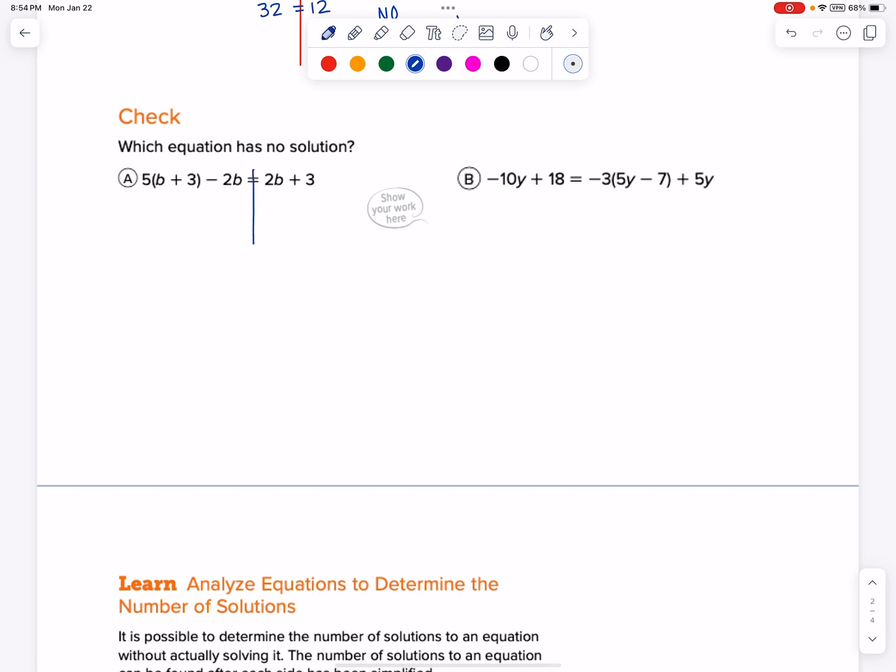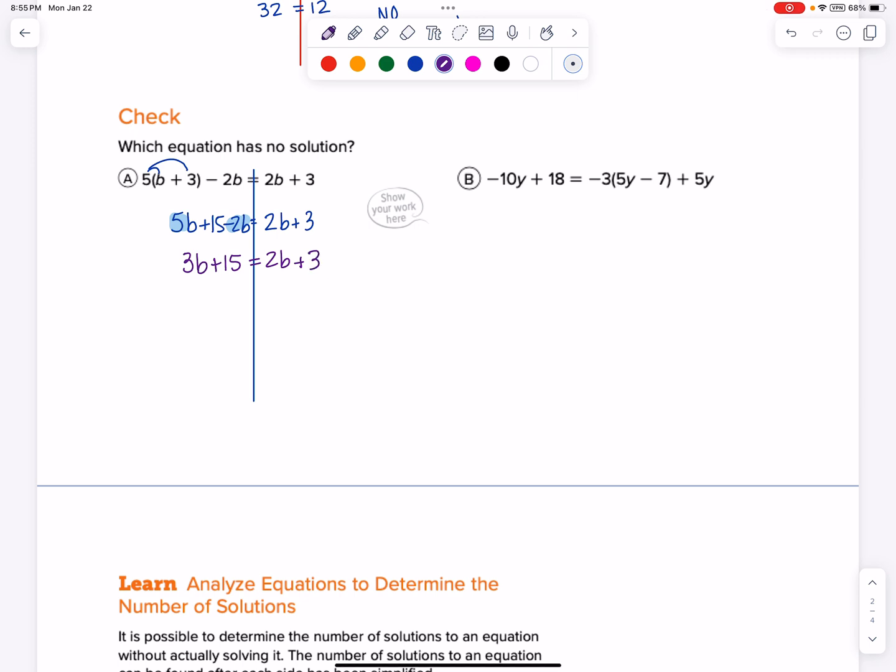So let's check A first, separate our workspace. Remember, step 1 is to simplify the expressions on both sides so that we can see what they look like. So we have 5b plus 15 minus 2b. Careful, make sure your b's don't look like 6s. And then we have a 2b plus 3. Let's go ahead and combine like terms. We have our 5b and our negative 2b. 5, 4, 3, and so we have 3b plus 15 equals 2b plus 3.